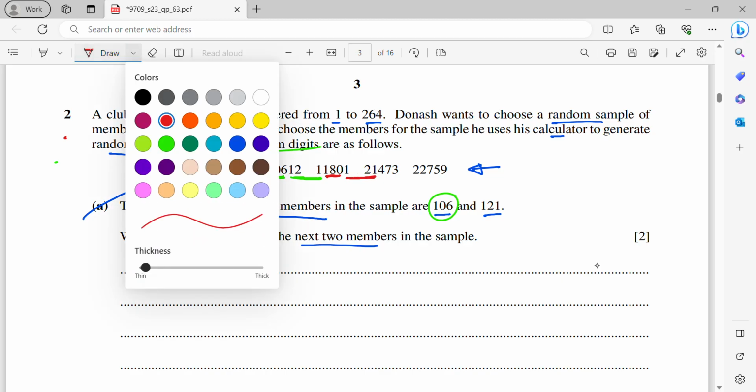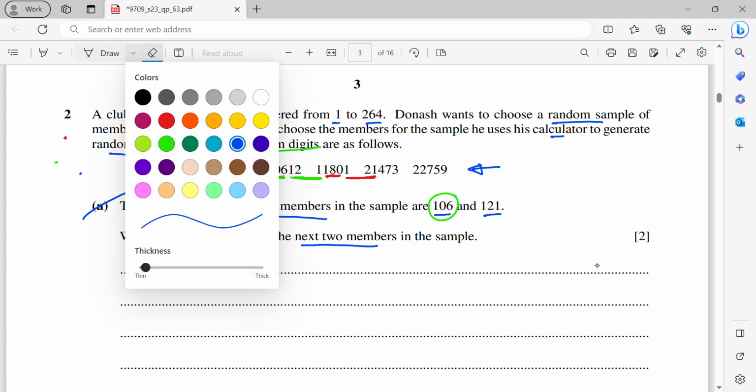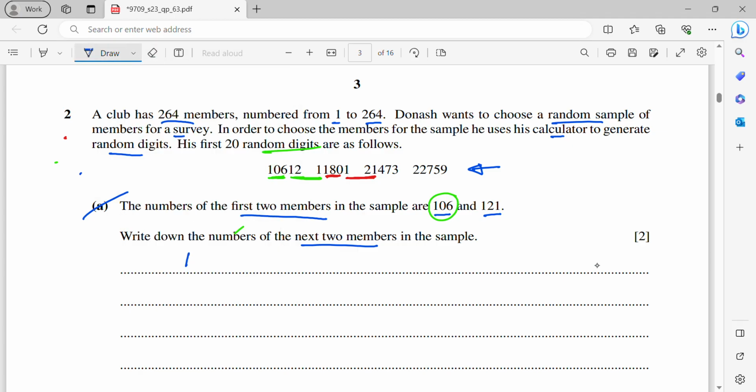Okay, so from here I will get 180, as I have highlighted using the red line. So 180, and another one with 121. So these are the two numbers for the next two members.